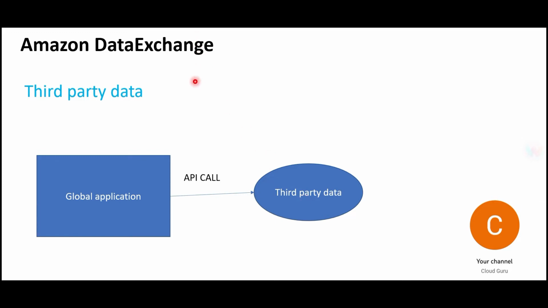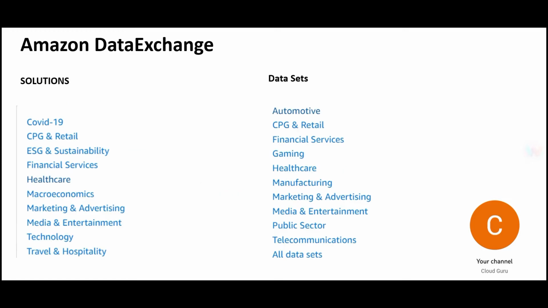Keeping that intention in mind, Amazon launched a service called Data Exchange. Under Data Exchange, it has two categories, solutions and data sets. If you look at data sets, it has data sets for various industries, for example, automotive, CPG and retail, financial services, gaming, healthcare, manufacturing, and so on. Similarly, they have solutions which are specific to, for example, COVID-19, retail, ESG and sustainability, healthcare, macroeconomics, technology, and so on.